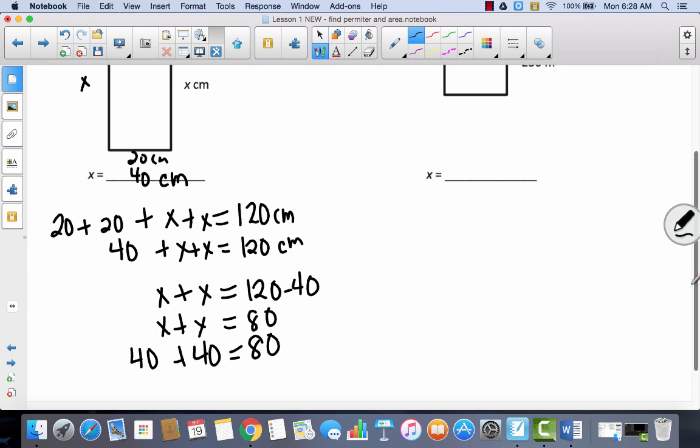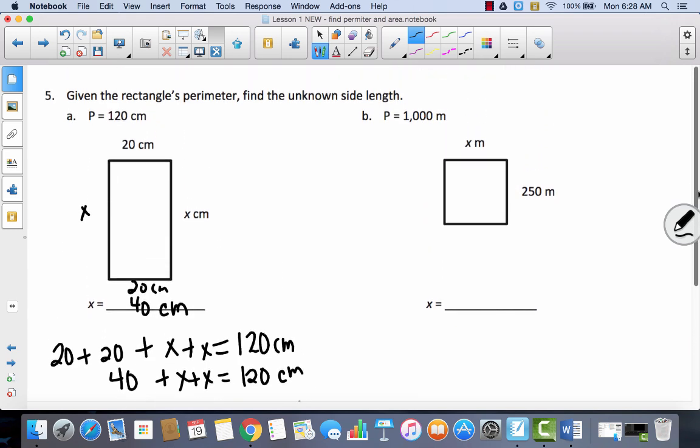If you feel confident and you'd like to try the next one all by yourself, go ahead. If you'd like to do this one with me, stick with me and we'll do this one together. All right, so again, we know that this side is 250. Now I will tell you, this looks like a square, but we're not for sure, but it looks like a square. So I've got 250. If this is 250, then this is 250. So I've got 250 plus 250 plus x is equal to 1,000.